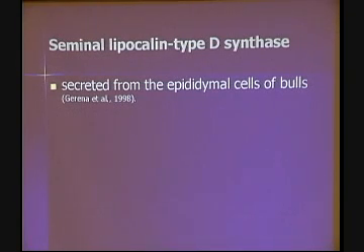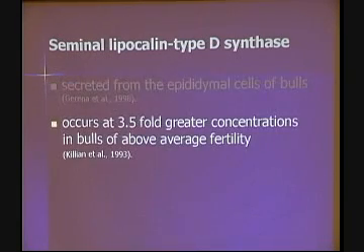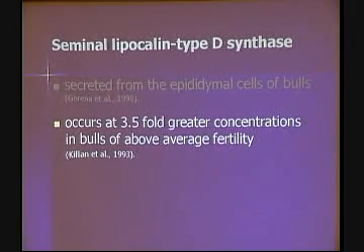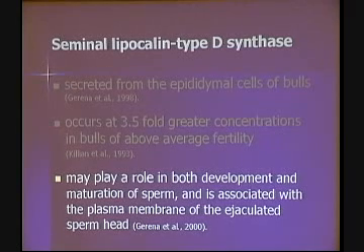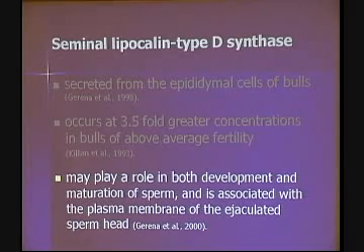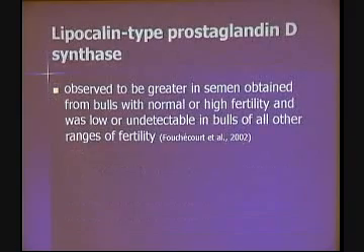Lipocalin type D synthase is secreted from the epididymal cells of bulls. And in bulls that have above average fertility, this synthase occurs at 3.5 times greater concentrations than in bulls of other fertility. It may play a role in both the development of maturing sperm, and it's associated with the plasma membrane of the ejaculated sperm head. How it affects fertility is not well understood or known at this time.